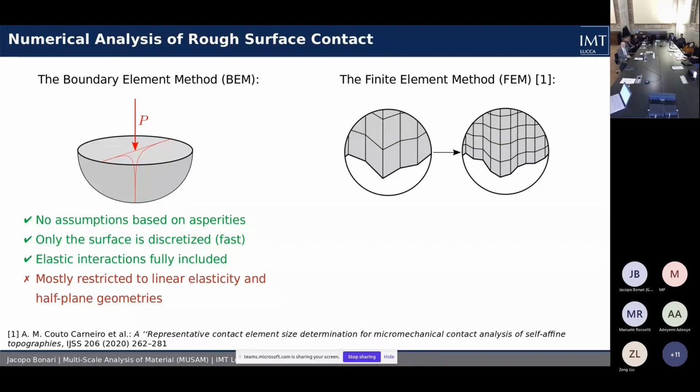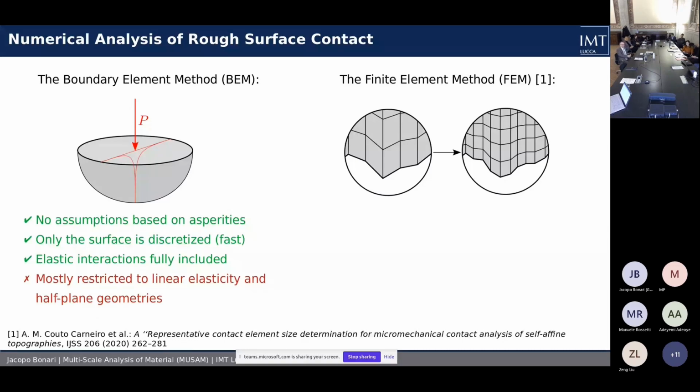It's rather fast since it only deals with the surface, so we don't have to take into account the bulk, what lies between. The elastic interactions between two different asperities can be freely taken into account, but it has the severe drawback that it is mostly restricted to linear materials and very simple geometries.